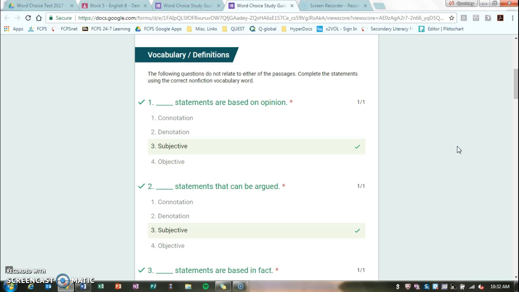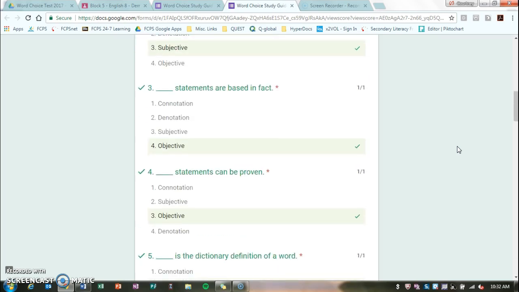Number 1, statements that are based on opinions are subjective statements. Statements that can be argued are also subjective. So subjective statements are based on opinions because they can be argued. They're people's opinions, people's bias, people's assumptions, and we can't prove them. Someone could argue one side versus the other. Number 3 and 4, the correct answers are both objective. Objective statements are based in fact, and that means that they can be proven.